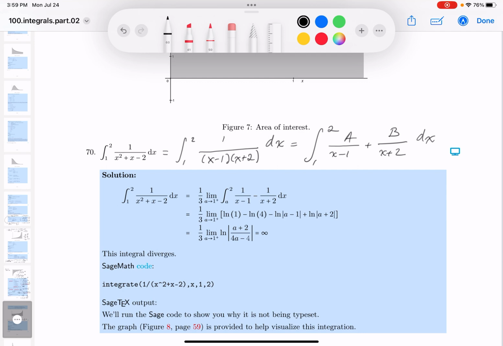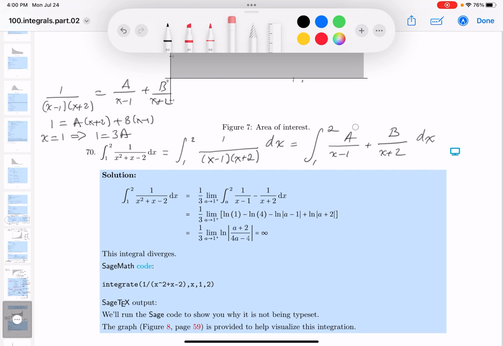And what do I know? I know 1 over (x minus 1)(x plus 2) is equal to A over x minus 1 plus B over x plus 2. Multiply both sides by the LCD, you get 1 equals A(x plus 2) plus B(x minus 1). Pick an easy x. I'm going to say x is 1. That's easy. What do you get? 1 equals 3A. That means A is 1/3.